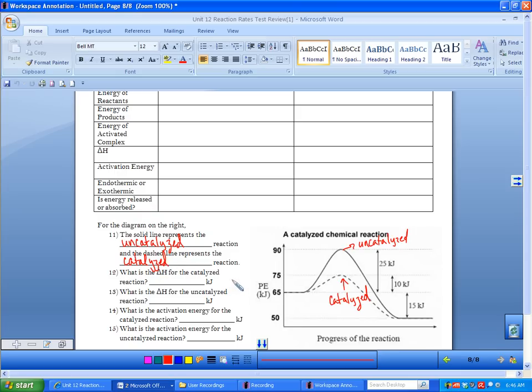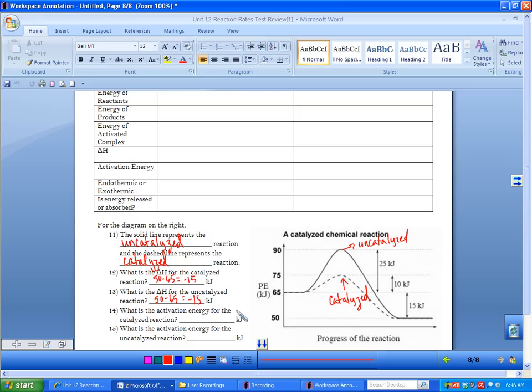What is delta H for the catalyzed reaction? So catalyzed is here. So I'm going to have 65 for my reactants and 50 for my products. So I'm going to say products minus reactants. So I'm going to say 50 minus 65 equals negative 15 kilojoules. What is delta H for the uncatalyzed? Same thing, nothing changes. 50 minus 65 equals negative 15 kilojoules.